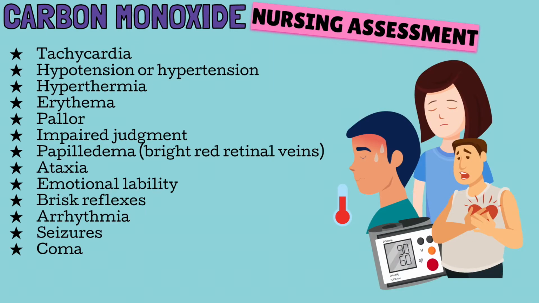Okay, so let's discuss nursing assessment. When you assess a patient with carbon monoxide poisoning, you may find that he or she has tachycardia, hyper or hypotension, hyperthermia, erythema. This may manifest as cherry red lips on darker skinned patients. You may also find that your patient has pale skin, impaired judgment, papilledema, which is swelling of the optic nerve, ataxia, which is the inability to move, emotional lability or mood swings, brisk reflexes, which are extremely fast reflexes, arrhythmia, which is improper beating of the heart, and as we just stated, in severe cases, the patient may have seizures or go into a coma.